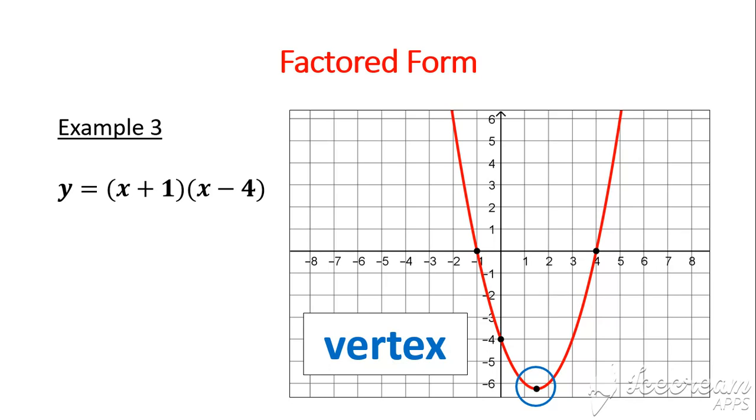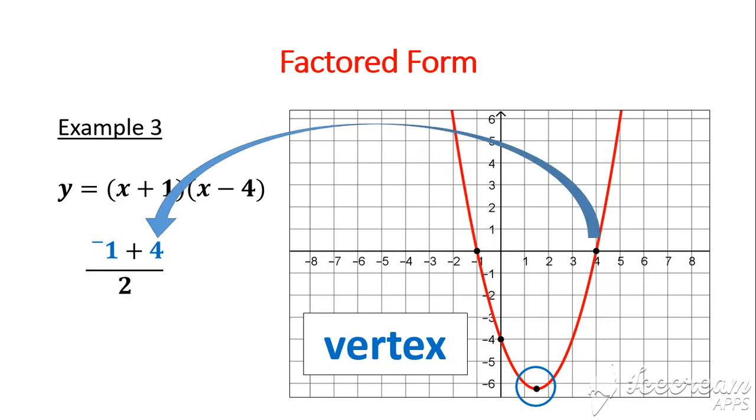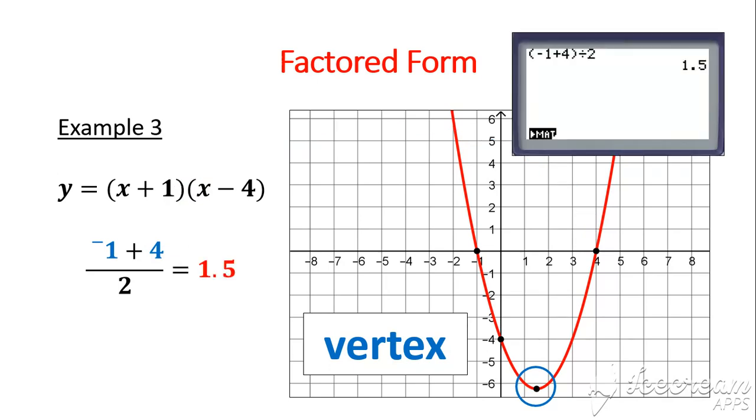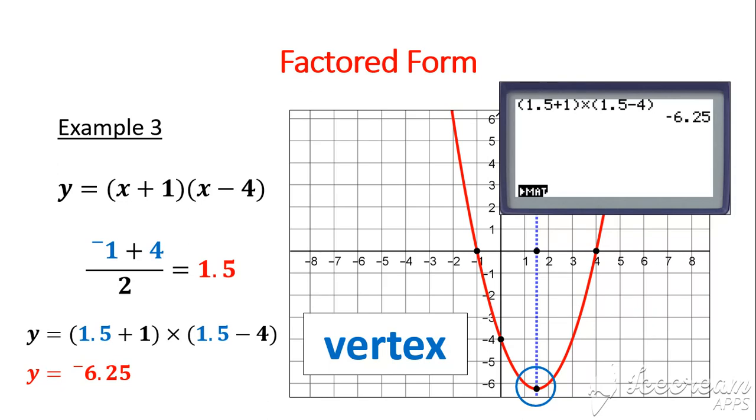Right, the last thing is how do you find the vertex from the rule? Well, the first thing to do is take the 2 roots, -1 and +4, and add them together and divide it by 2, and you'll get halfway between, which is 1.5. Now, if I draw a line down at 1.5, you'll see the vertex is on that line. So all I do now is put 1.5 into the rule every time I see an x. Go 1.5 plus 1 times 1.5 minus 4, and that gives me -6.25, which tells me the vertex is at the coordinate 1.5, -6.25.